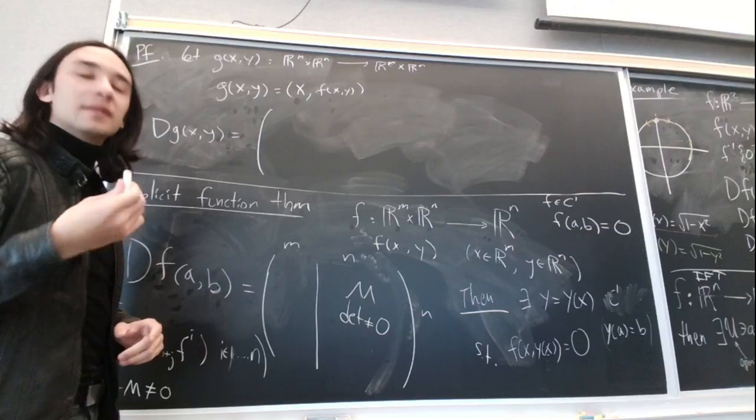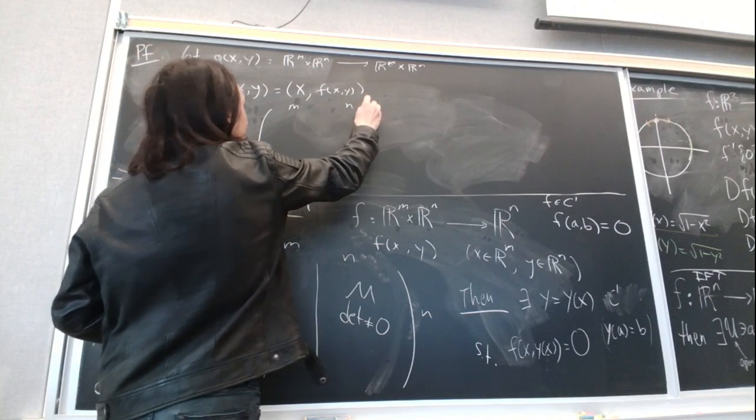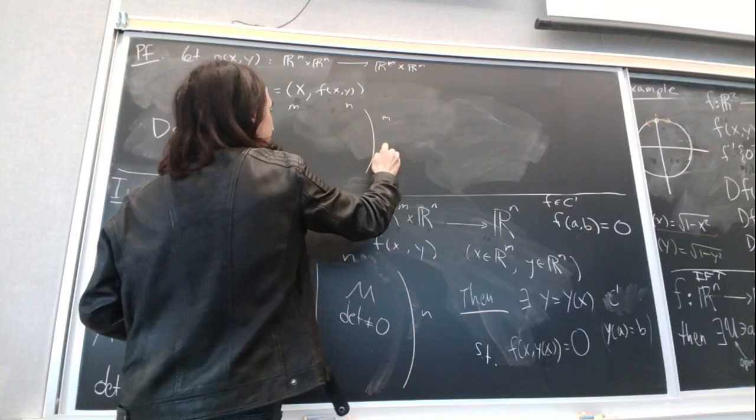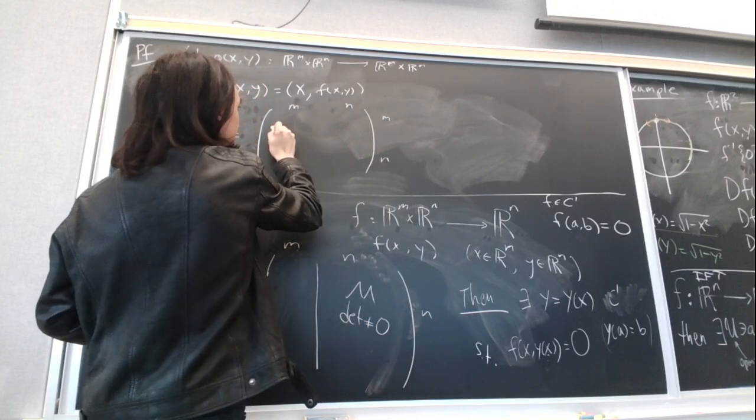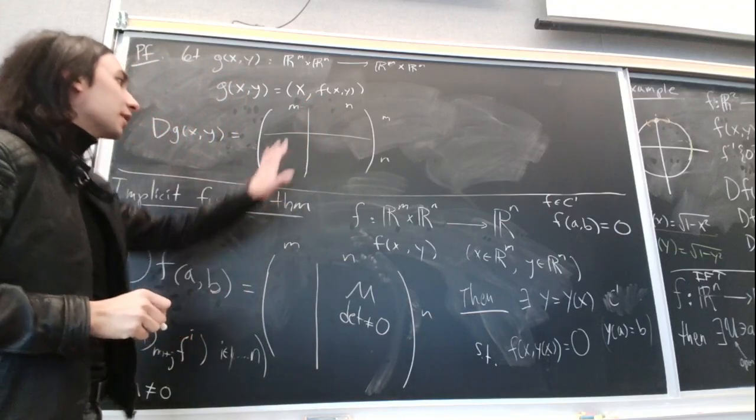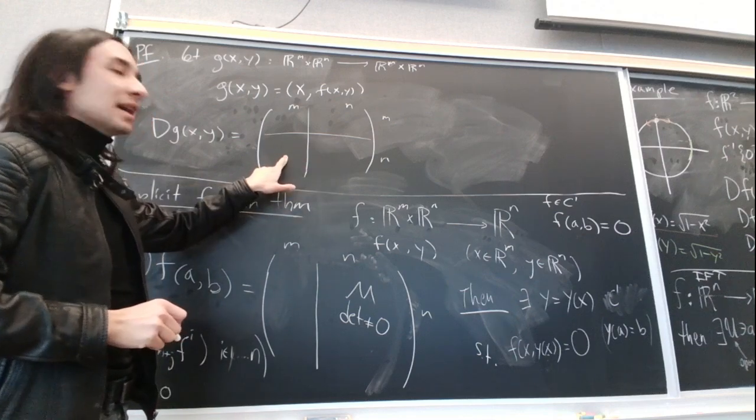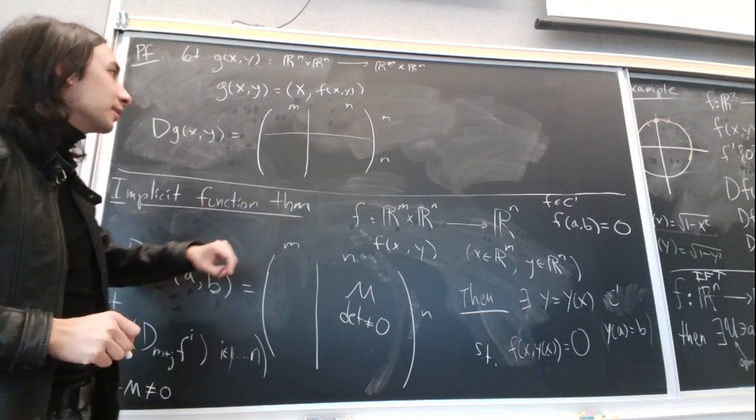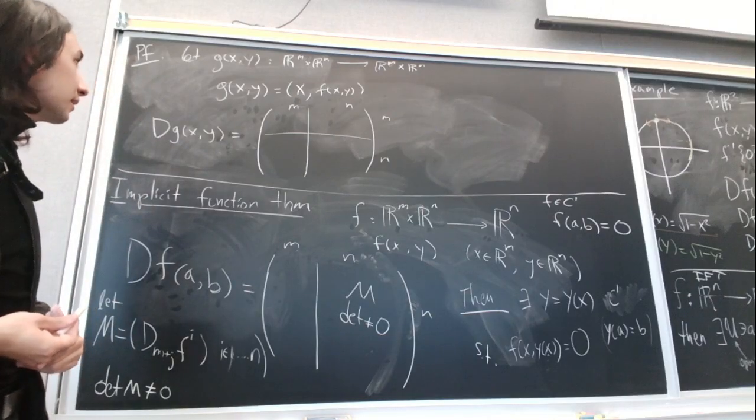M plus n by m plus n. Exactly. I'll decompose it into four blocks: an m by m block, an n by m block, an n by n block, and another n by m block. I'll decompose it into these four blocks so it's more clear to see what's happening.